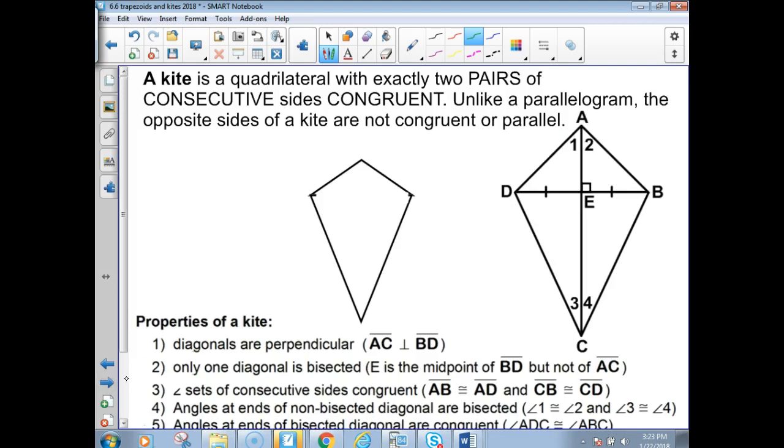Okay. A kite is a quadrilateral with exactly two pairs of consecutive sides congruent. Unlike a parallelogram, the opposite sides are not congruent or parallel. We already discussed all these properties in our ISN. One thing to note here is that this angle is congruent to this angle. You could also say angle 1 and 2 are congruent on that diagram and that these are congruent. We know about the consecutive sides and the parallel. The perpendicular symbol is already showing that we have right angles in the center here by E.